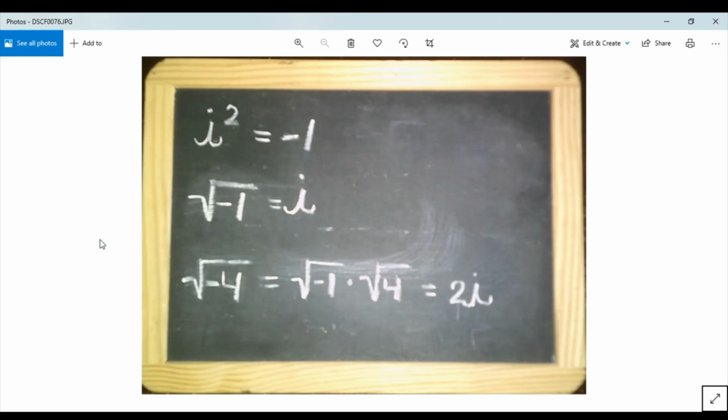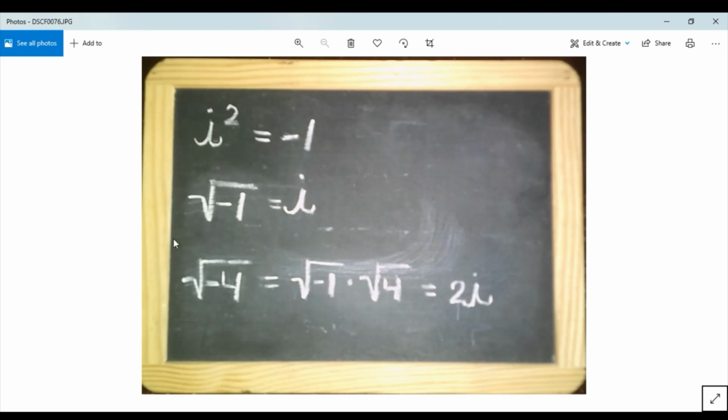So it goes like this. I squared is equal to -1. So when you take the square root of -1, you're going to get an answer of I. And what I means is it's an imaginary number, because there are no two numbers on the positive or negative side of the number line that when multiplied will equal that, that when squared will equal -1.